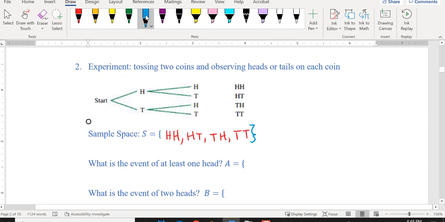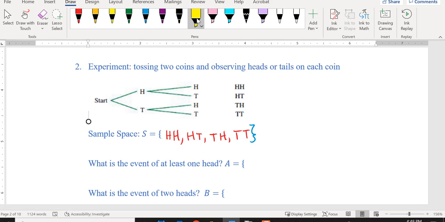All right, what is the event of at least one head? Okay, of all of the possible events, which ones have at least one head? It would be those 3. So we would write down the event head, head, head, tail, or tail, head. That's the event of at least one head. All right, what's the event of 2 heads? Exactly 2 heads. That event would be head, head.